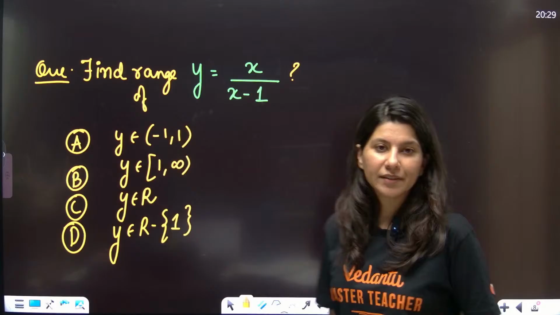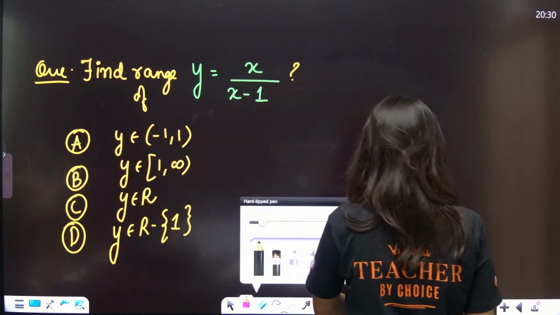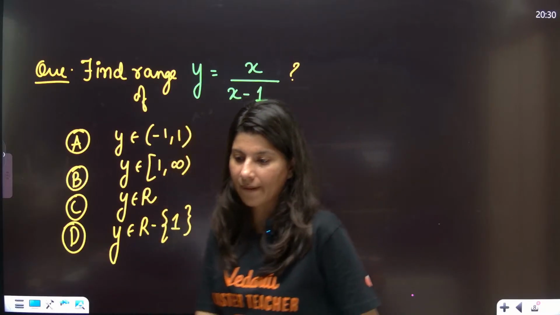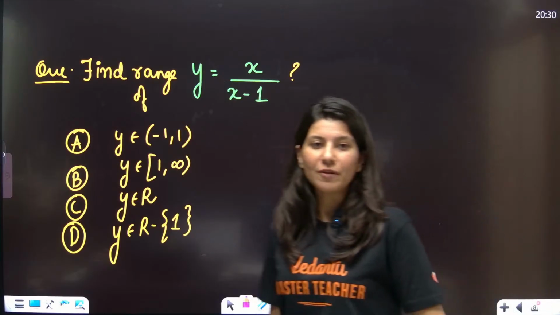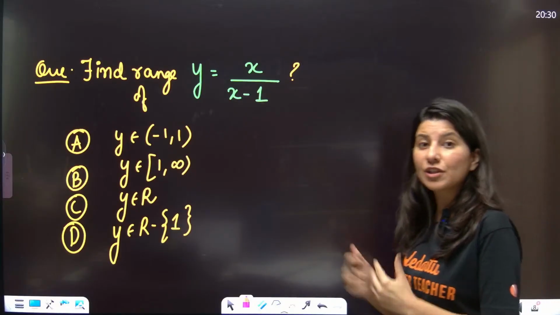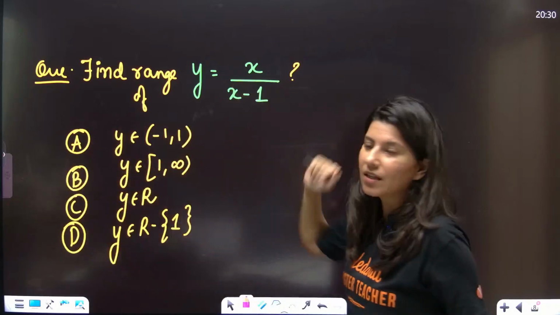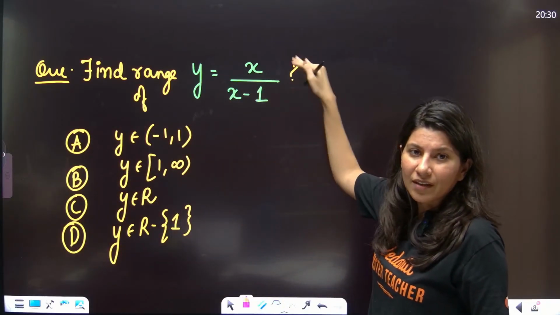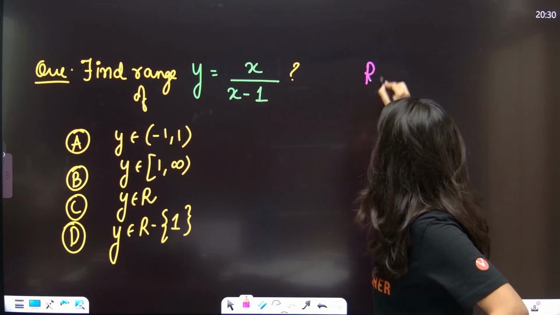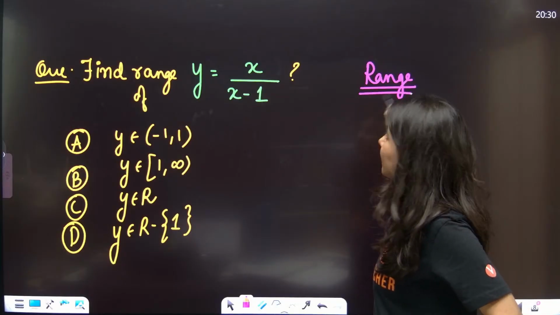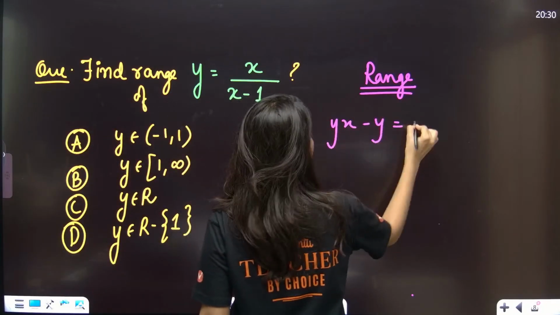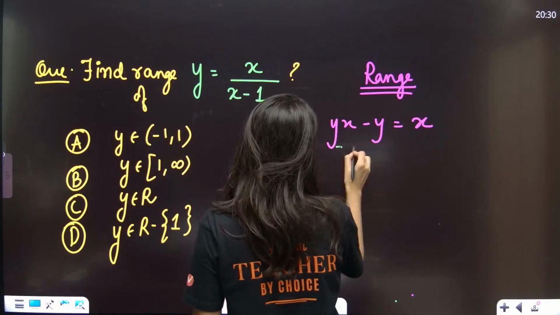All right? Clear? Now let's understand how to solve such a question. There are multiple methods to find range of a function for various different types of function. In here, what is the domain, by the way? Domain is nothing but x not equals to 1. For range, you have to calculate the value of x in terms of y. So cross multiply: yx minus y is equals to x. Keep the terms related to x together.